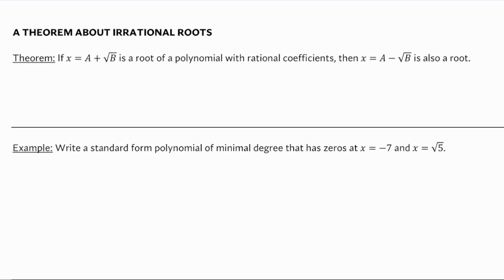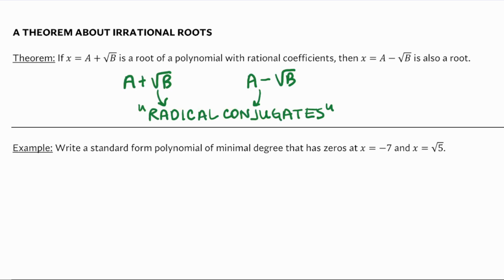So, I mean, I wouldn't say that this is totally surprising. The fact that it's true for any polynomial with rational coefficients is decently surprising. Unfortunately, I'm not going to be able to prove that for you in this video. We're just going to work with the theorem a little bit. The only thing I'll throw out before we do is that a plus the square root of b and a minus the square root of b are what you might hear called radical conjugates in this course or maybe in a later course.